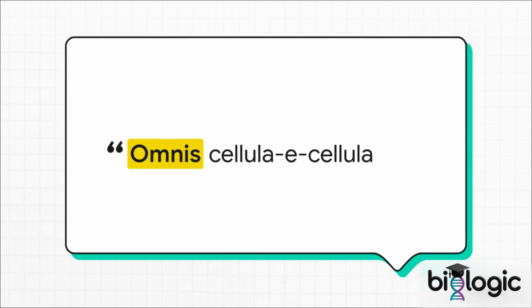And that final piece came in this powerful little Latin phrase from Virchow in 1855. Omnis cellula ad cellula. It just means all cells arise from pre-existing cells. This one idea completely destroyed the old theory that life could just appear out of nowhere. It proved that life only comes from life. That was a game changer.